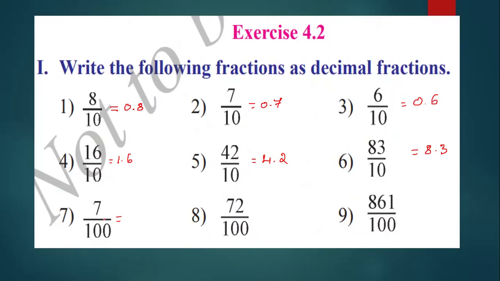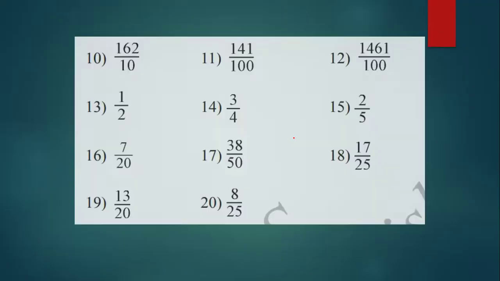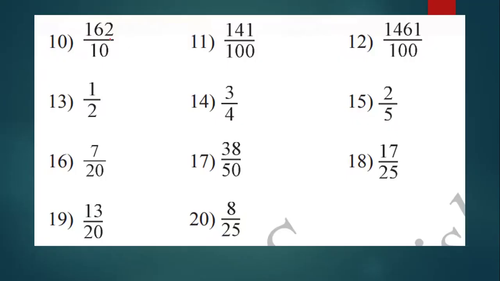7 by 100, in denominator two zeros are there. Put a decimal point after two digit from right side, that means 0.07. 72 by 100, similarly, this is 0.72. 861 by 100 means 8.61. 162 by 10 means 16.2.